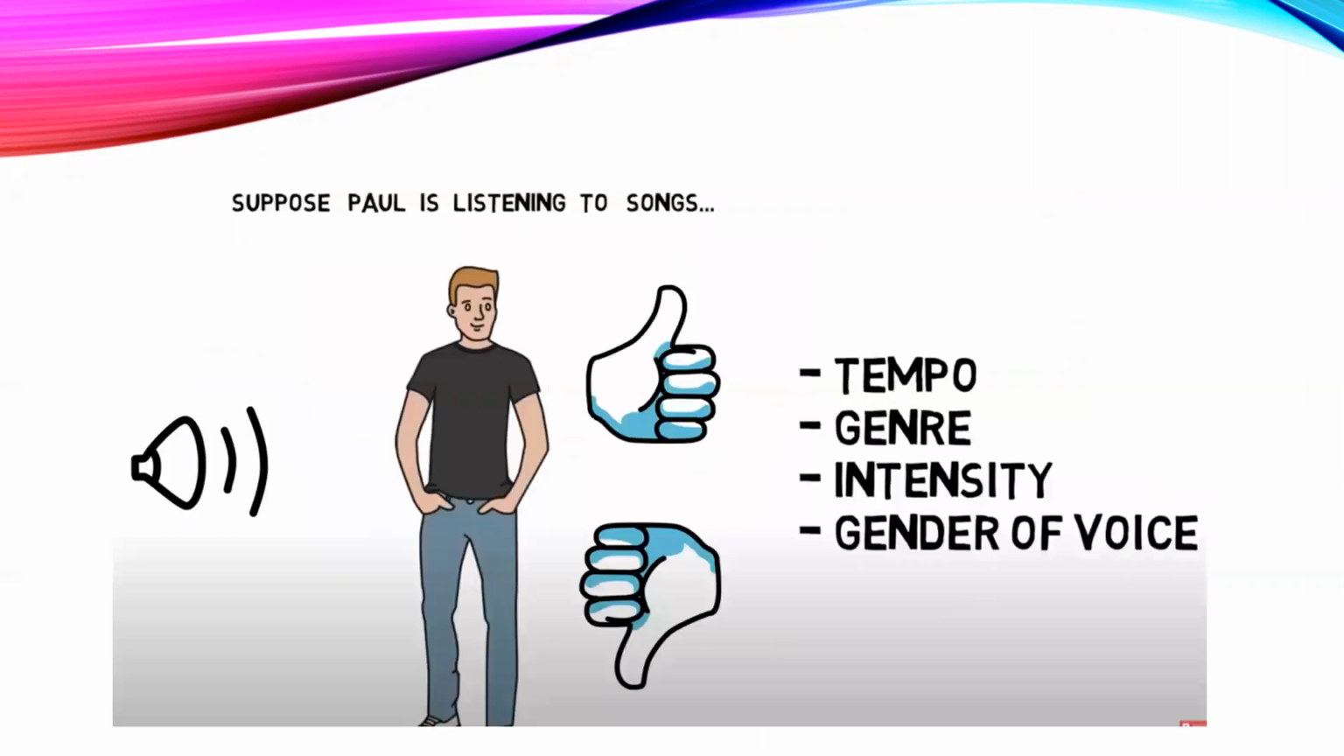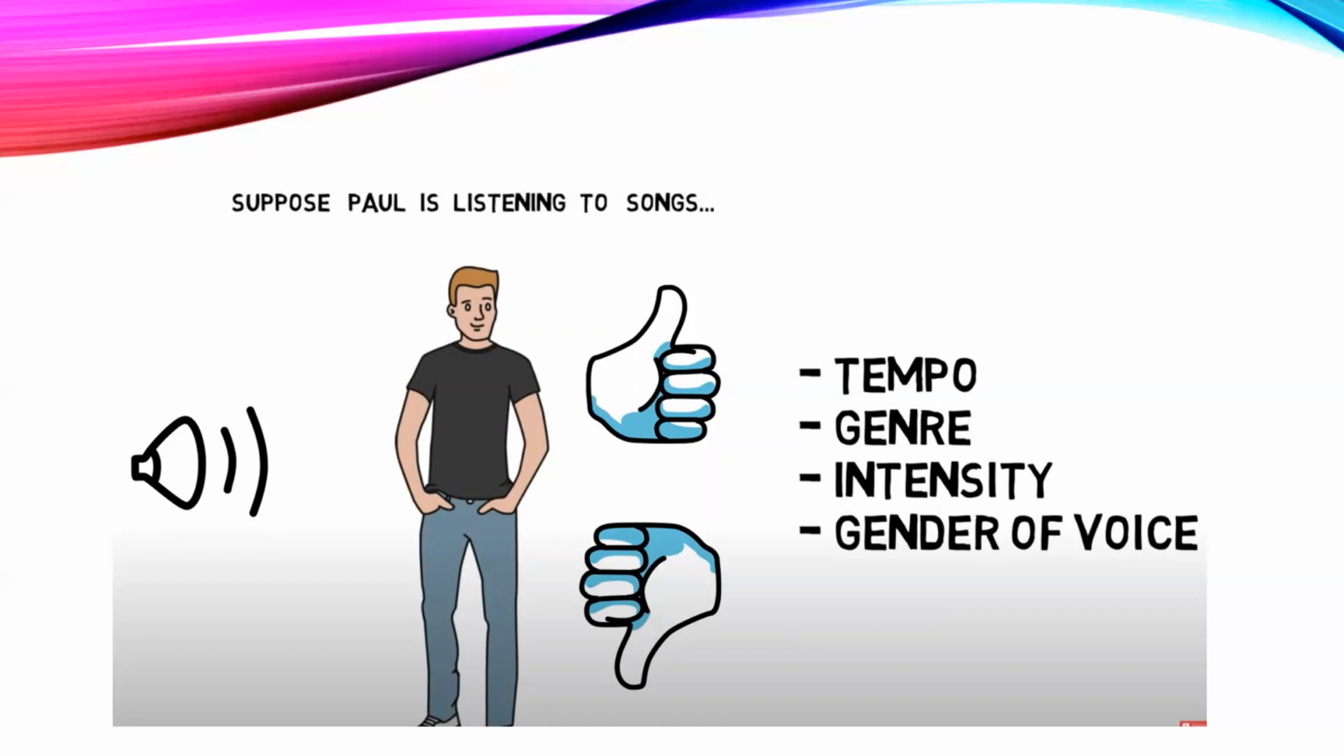So, basics of machine learning. I'm going to give another example. Let's say Paul listens to songs. He listens to four different kinds of songs, with tempo, genre, intensity, and gender of voice. When he listens to all this music, he writes it down, whether he likes this kind of song or that kind of song.